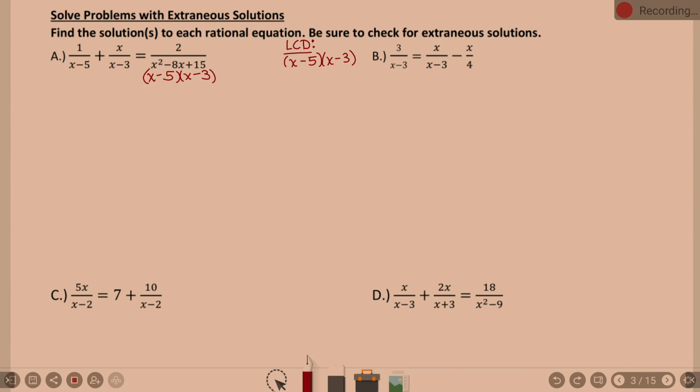That's going to get rid of our fractions, so we actually have an equation that is easy to solve, or easier to solve. So, I'm going to multiply my left side by x minus 5, x minus 3. Of course, that means I'm also going to multiply my right side of the equation by x minus 5, x minus 3.